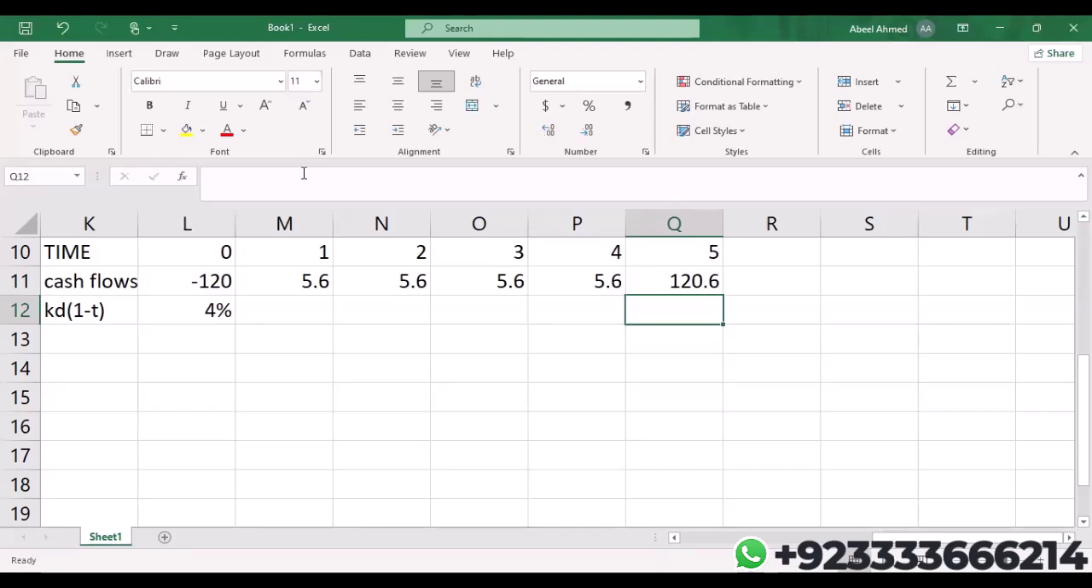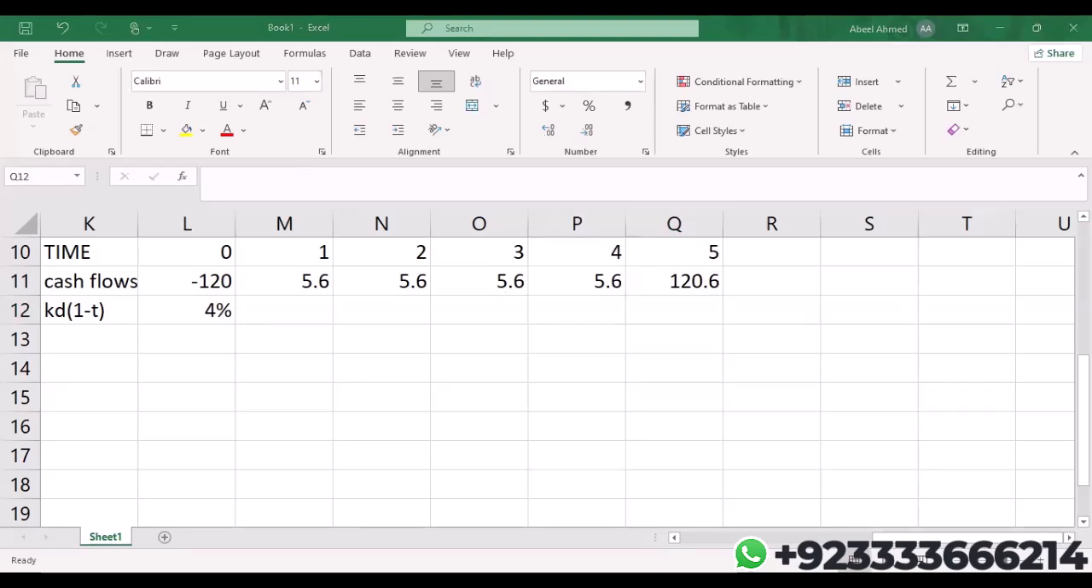I hope the shortcut of IRR is clear to everyone. Yes or no, please reply. Students, can you comment on that? The shortcut. Okay, it is clear.